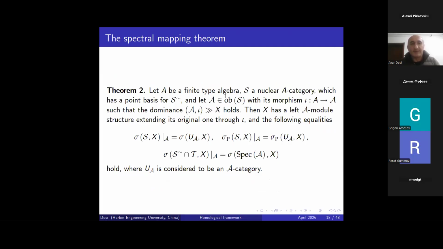Look how the spectral mapping theorem sounds here. Again, I need to have a finite type algebra, S, a nuclear category, which has a point basis. Let's take an object with its connecting morphism, but let's assume this dominance property over module X. Well, you can accept it as sort of the presence of a functional calculus, which happens with respect to the new object A. Then certainly X is a new left A module, extending the original one.